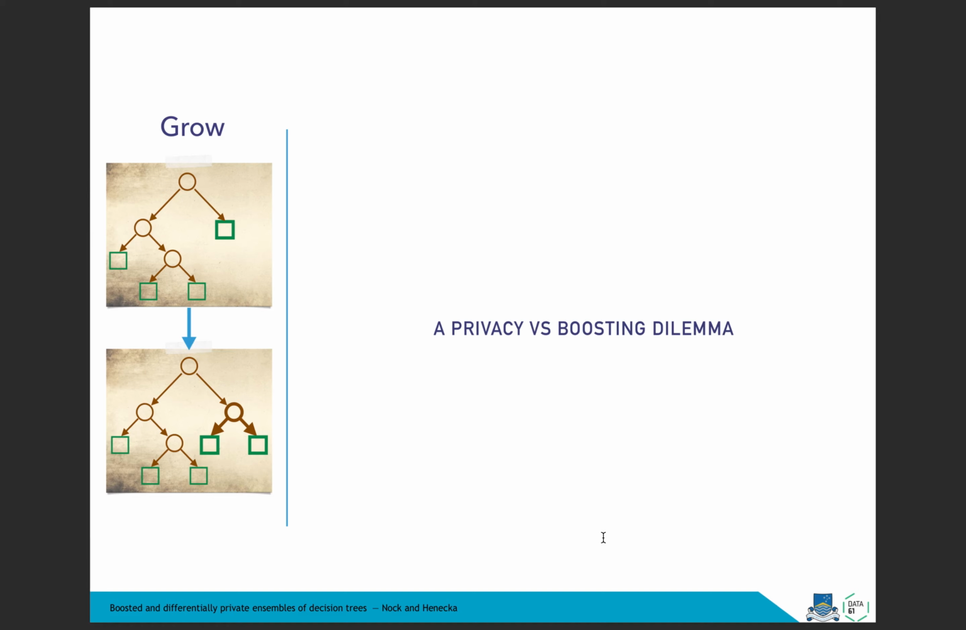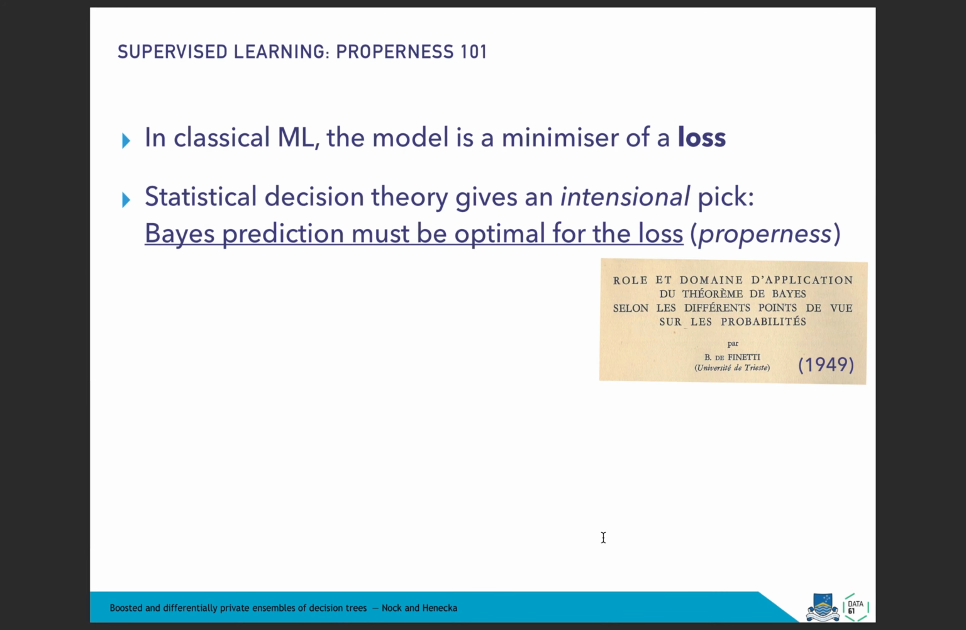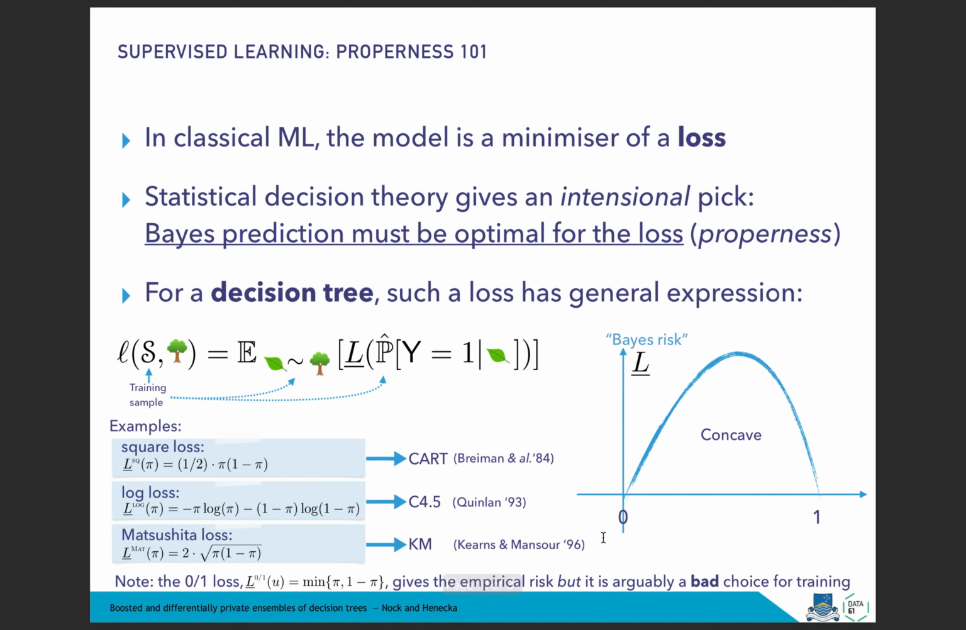And let's see what we mean by this privacy versus boosting dilemma. To start, we need to introduce what is the main component of classical machine learning algorithms, the loss function. In supervised learning, statistical decision theory gives us a simple but insightful way to choose the loss, which is that Bayes prediction must be optimal for the loss at hand. It's called properness. When it comes to decision trees, we end up with a very general and appealing formulation for this kind of loss, which is just the expectation over the leaves of the tree of a function which is called the Bayes risk of the loss, computed over the estimated probabilities at the leaves.